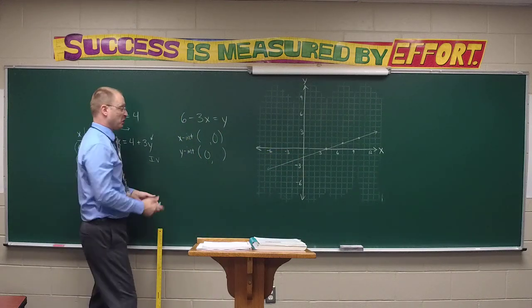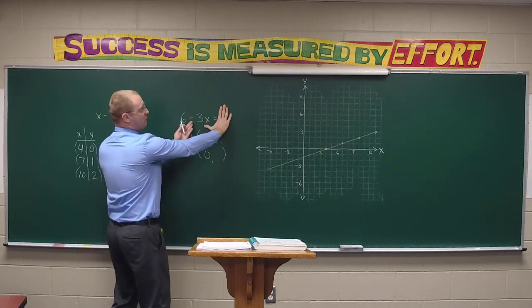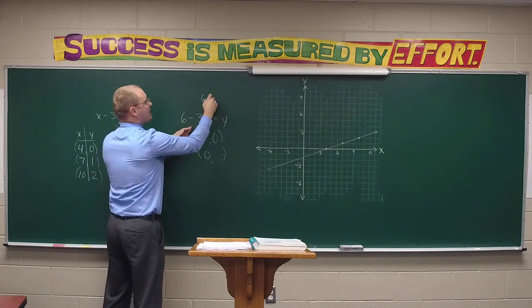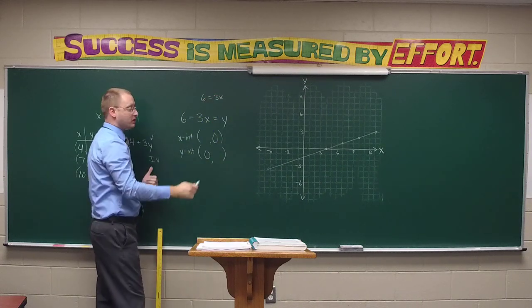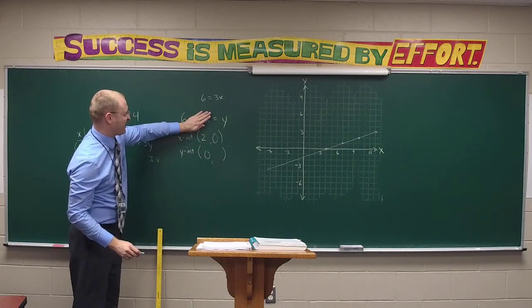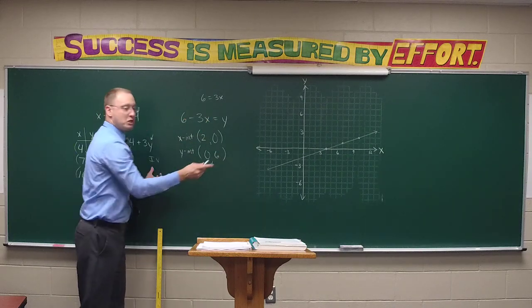And if you plug in a 0 for the y, 6 minus 3x equals 0. Let's move that negative 3x over, class, as a positive to get 6 equals 3x. Obviously, x is 2. And if I plug a 0 in for the x, well, that's really easy. It says 6 equals y. So what's y? 6. And there's my 2 intercepts.